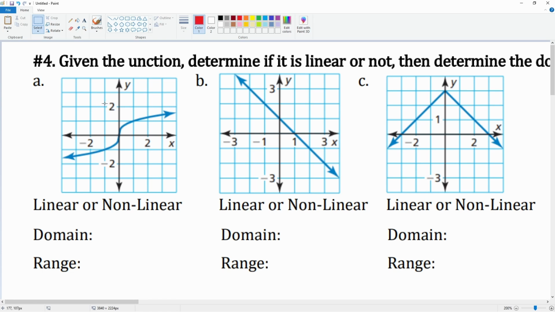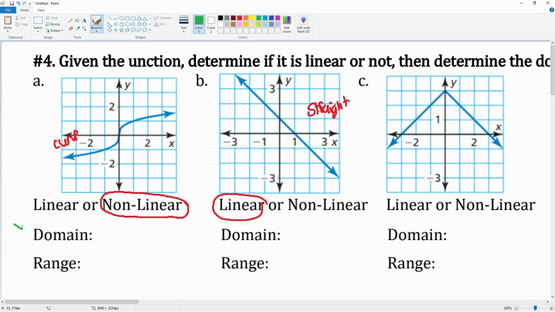Because I'm going to tell you now, the first one, do you see how it curves? If it's curved, this is non-linear, but this is straight. Number B is straight, so that's going to be linear. Do you see how you can tell? All right, let's look at the domain.